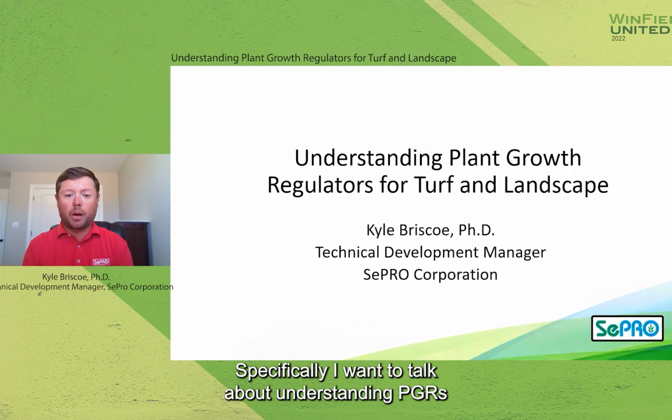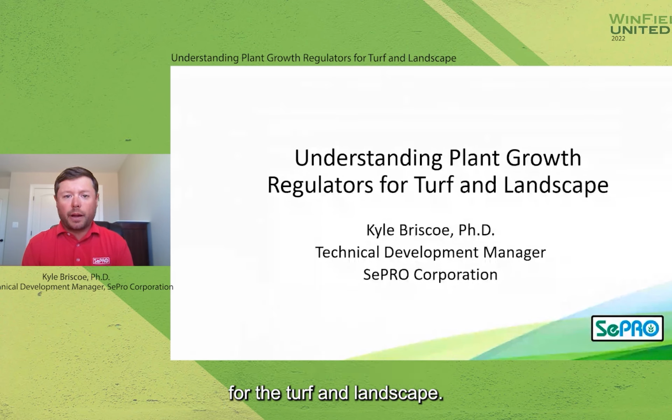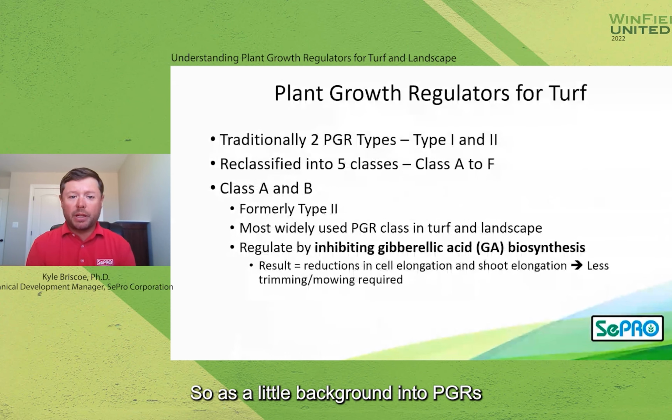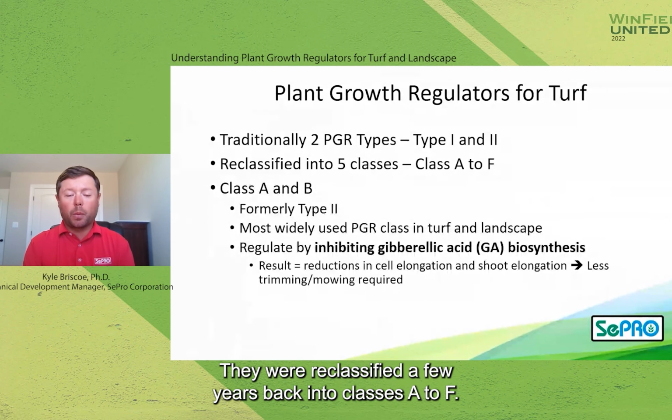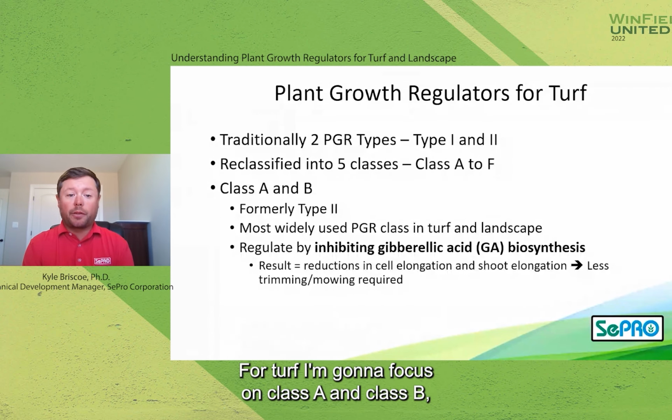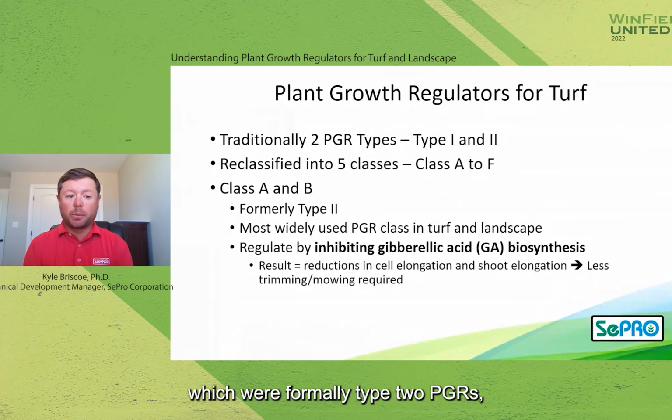Specifically, I want to talk about understanding PGRs for the turf and landscape. So as a little background into PGRs, plant growth regulators, traditionally there's been two types of PGRs, type 1 and type 2. They were reclassified a few years back into classes A to F. For turf, I'm going to focus on class A and class B, which were formerly type 2 PGRs. By far and away the most widely used PGRs in the turf and landscape.